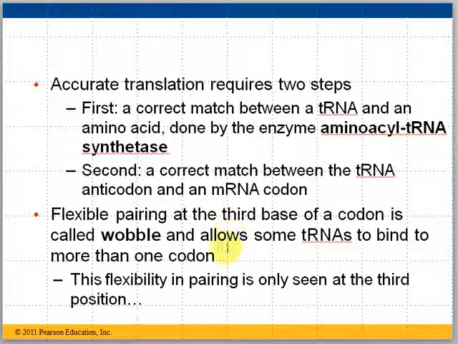But in that third base, there's actually a little bit of flexibility here, and this flexibility is called wobble. This wobble allows some tRNAs to bind with more than one codon in that third position. We only see this flexibility in that third position, and we'll try to mention it again in just a moment. So this flexible pairing can only happen in the third codon position, and we call this ability to bond with a base that you wouldn't normally expect it to bond with wobble, and that allows for a little bit of flexibility in creating the proper polypeptide strand that we want.